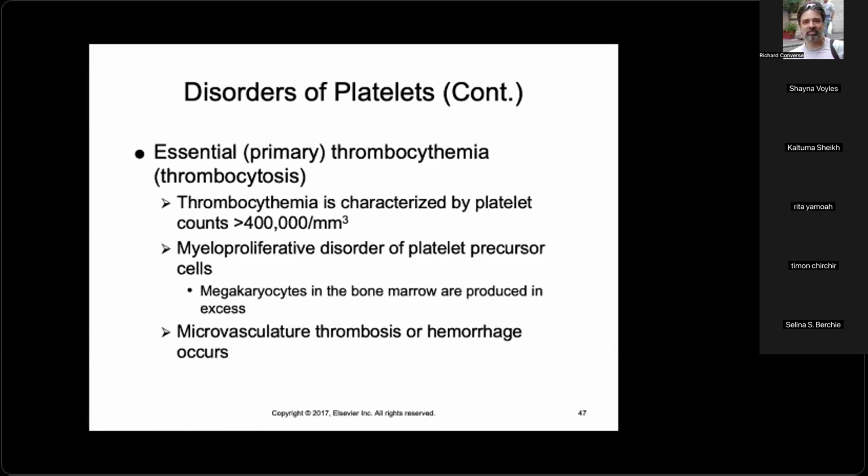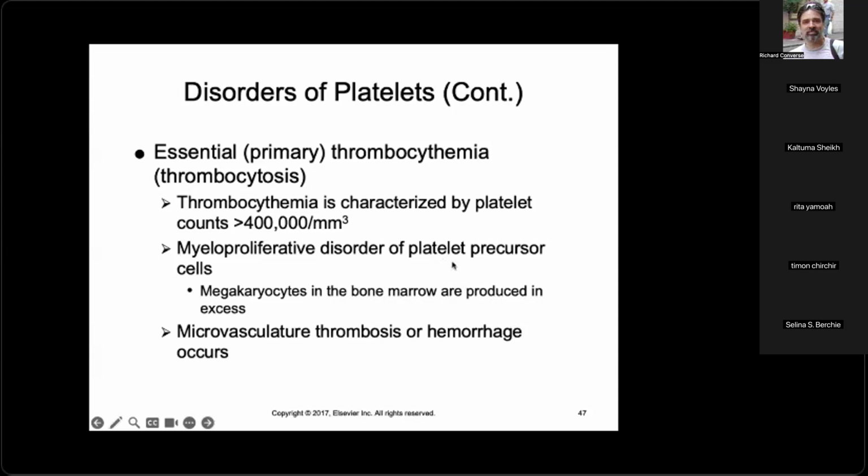Essential thrombocythemia, or thrombocytosis, is characterized by a platelet count over 400,000 per cubic millimeter. It's a myeloproliferative disorder of platelet precursor cells. Megakaryocytes of the bone marrow are produced in excess. Microvasculature thrombosis or hemorrhage will occur.